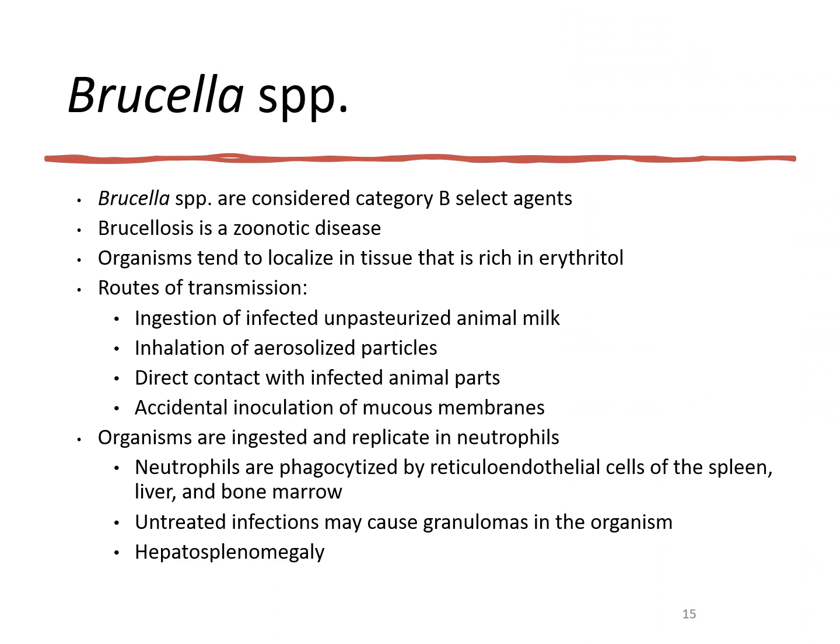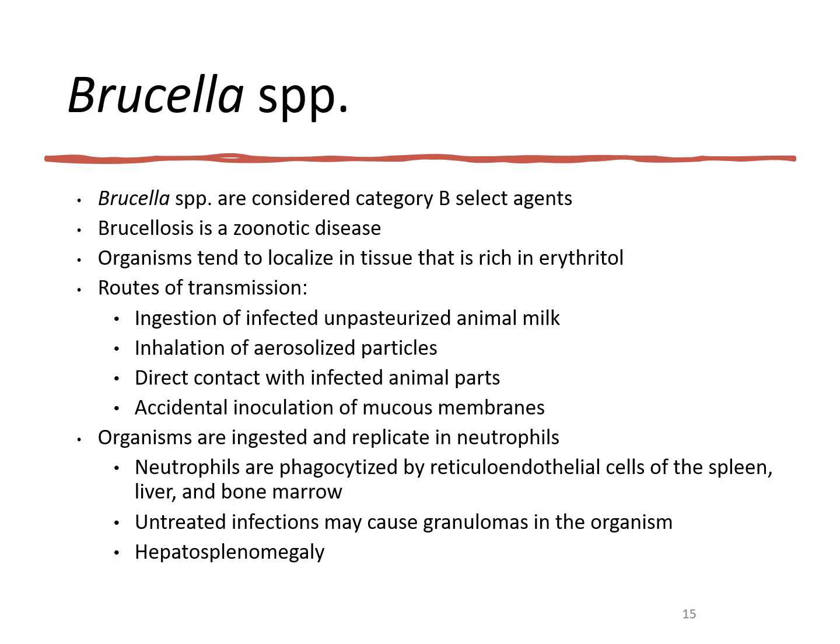Brucella species are categorized as a Category B select agent. So these organisms are handled with caution in a biological safety hood, and they would be reported. And so this is a zoonotic disease, so they are transmitted through animals, and they do tend to localize in tissue that's rich in a particular sugar compound.